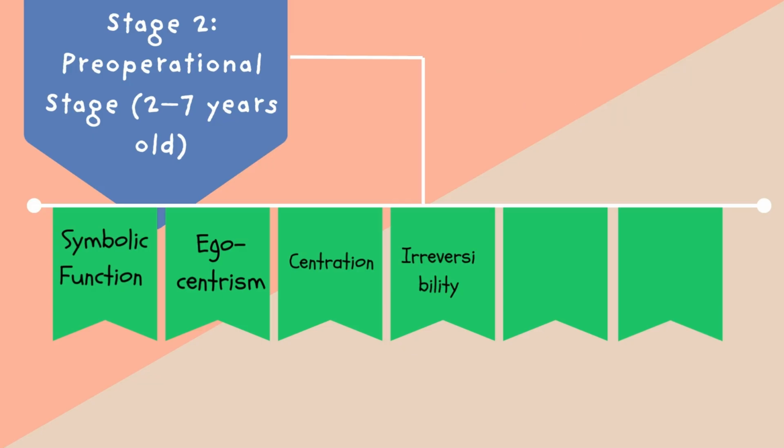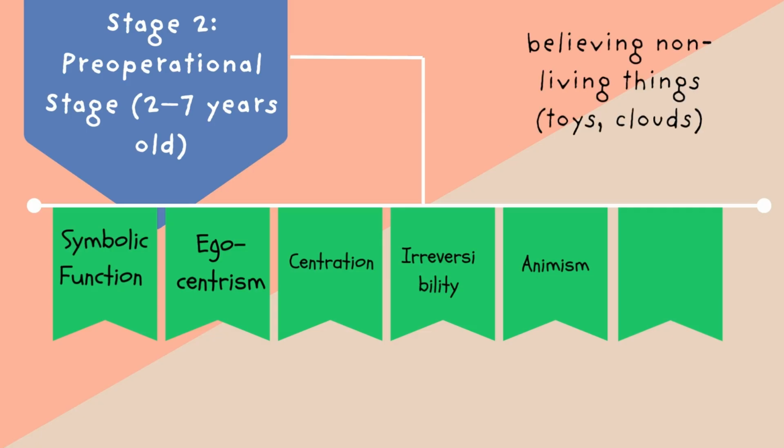Fifth is animism, believing non-living things, like toys and clouds, have human traits. This means assigning feelings, intentions, and human characteristics to inanimate objects. For example, a child scolding a table for being naughty after bumping into it, or believing that their stuffed animals are alive and have feelings.